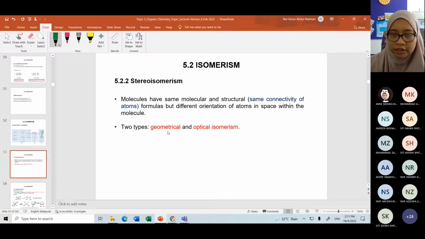So we have covered geometrical isomerism. What is stereoisomerism in general? Basically, stereoisomers are molecules having the same molecular formula and the same structural formula in terms of connectivity of the atoms. This is totally different from constitutional isomerism. Constitutional isomers have the same molecular formula but different structural formula. But for stereoisomerism, both molecular and structural formula are the same. It's just that the orientation of the atoms in space within the molecule is different.